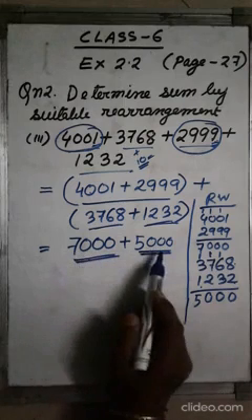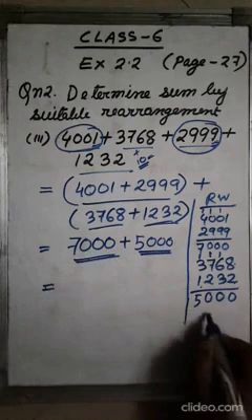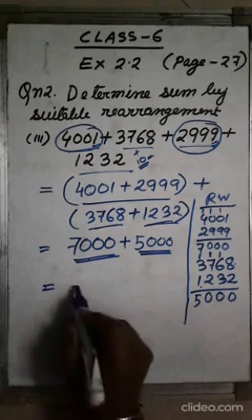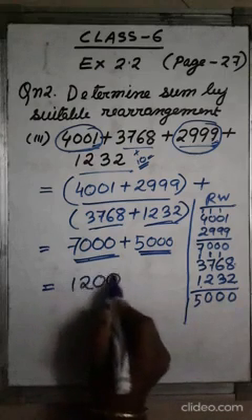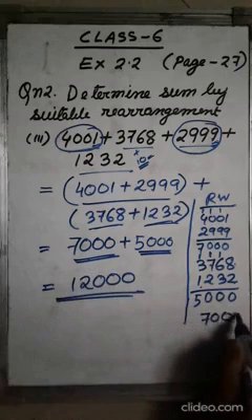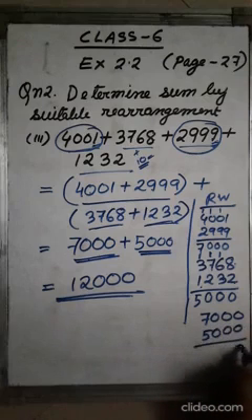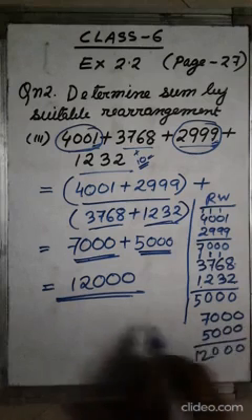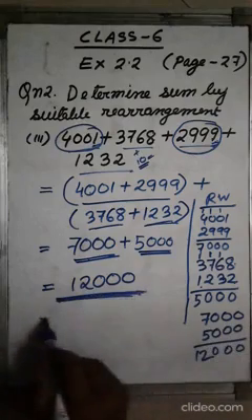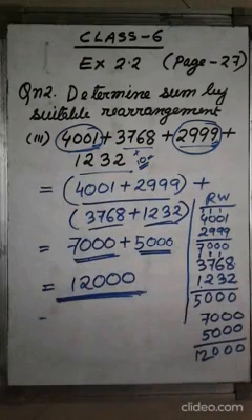This is very easy to add without doing any rough work. We can add. It is 12,000. If you have any doubt, you can add in your rough work area also. You can check. In this way, you have to make pairs of the given numbers and add the numbers.